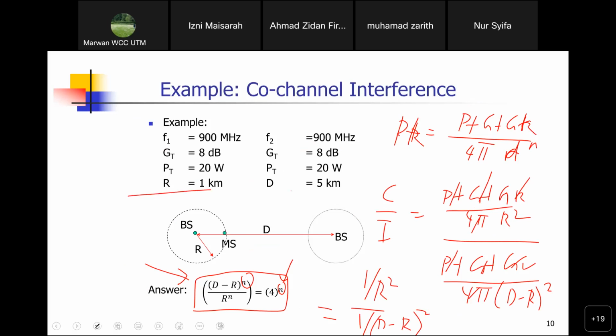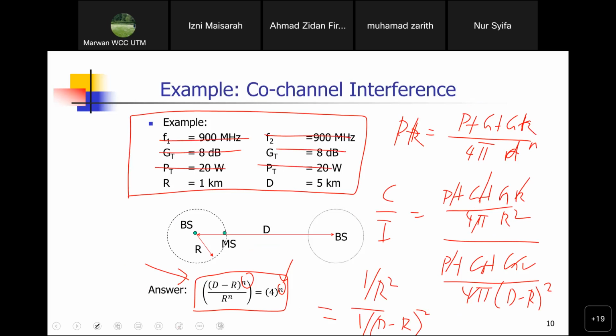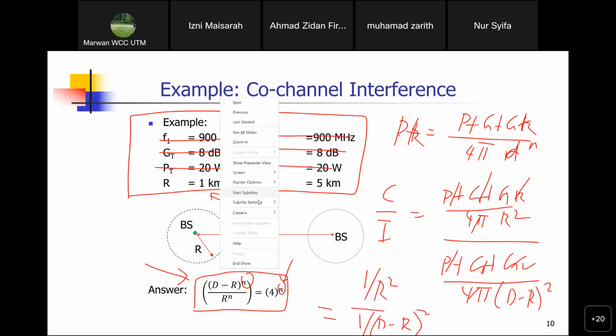So at the end, when you want to compute C over I, you don't need frequency, you don't need GT, you don't need all of that. What you need is just the ratio between D and R. Because we can see C divided by R, all the frequency, all the GT, all the PT is going to cancel each other, because we assume they're coming from the same vendor, from the same operator. So all the equipment used in both co-channel cells is the same. Now the only thing that matters is the distance. Okay, clear, right?